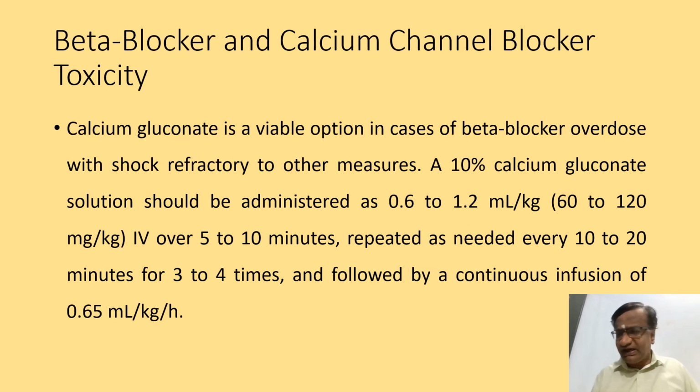Now we have the clear indications: hypocalcemia, and cardiac arrest due to hyperkalemia and hypermagnesemia. These we have treated now. Now we go to off-label indications like beta blocker and calcium channel blocker toxicity. Yes, it is a viable option. A 10% calcium gluconate should be administered over a period of 5 to 10 minutes. It can be repeated. Continuous infusion of 0.6 ml per kg per hour can be done.